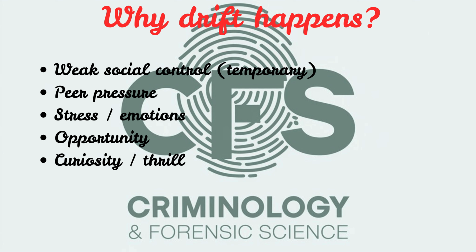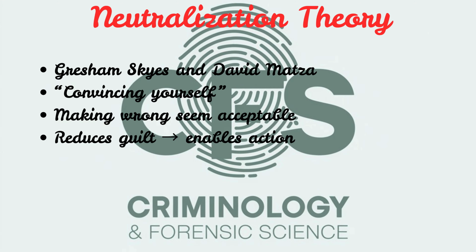And this is what makes drift theory so important for both criminology and real life. It reminds us that under certain conditions, anyone can drift into deviance, but that does not define who they are permanently. Now that we clearly understand how individuals drift between conformity and deviance, the next question becomes even more interesting.